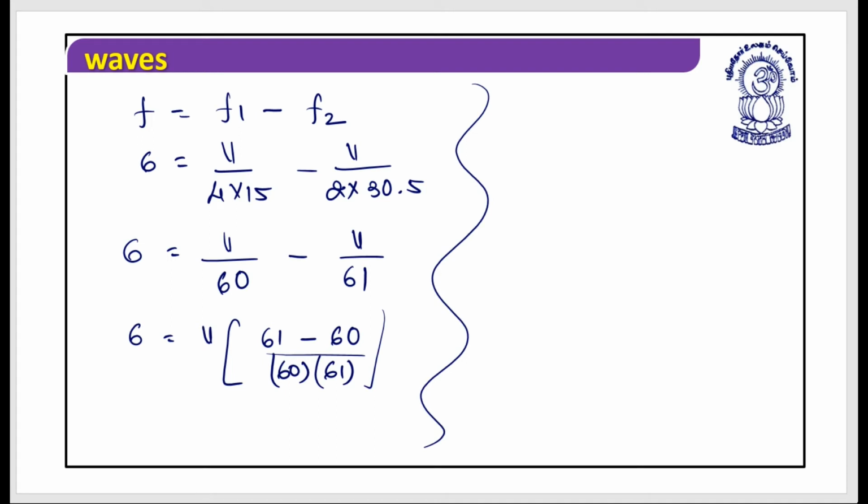I hope this is clear. So this 6 is equal to v into bracket 61 minus 60, which is equal to 1, divided by 60 into 61. So this v would be equal to 6 into 60 into 61, and if I put the value in this relation, then I can get the NA and NB, the two frequencies. I hope this is clear.